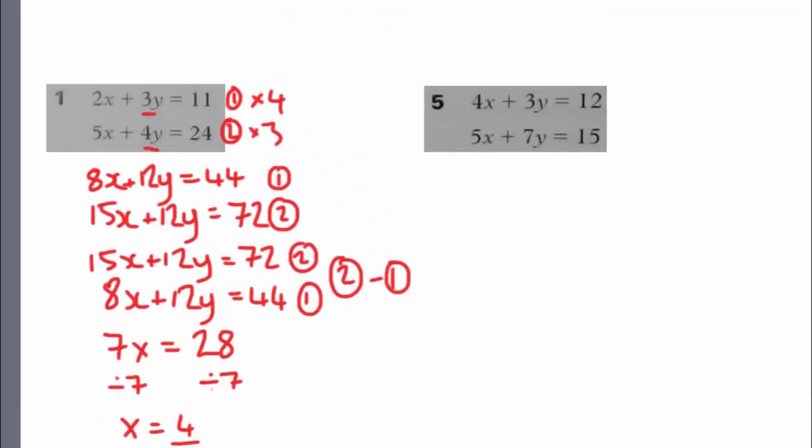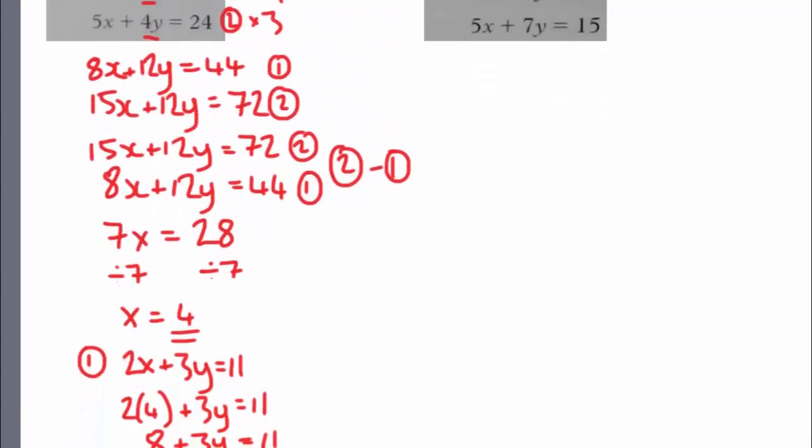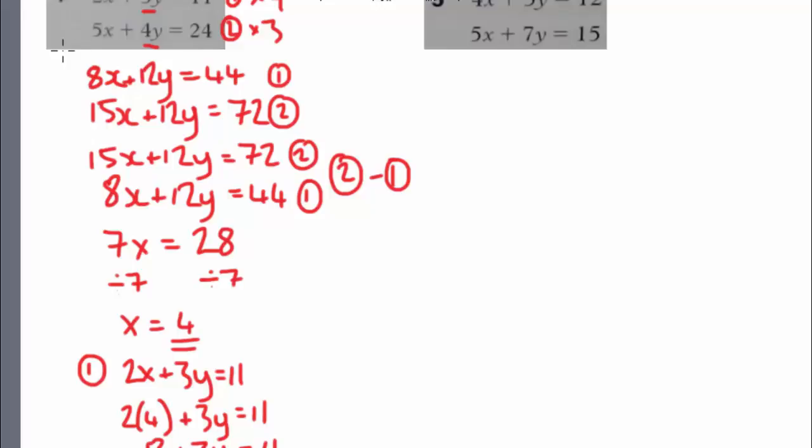And then what we can do is substitute it back into the equation. So say we use this one, 5 times x, so 5 times 4 is 20, plus 4 times y, which is 4 times 1, and that indeed equals 24.